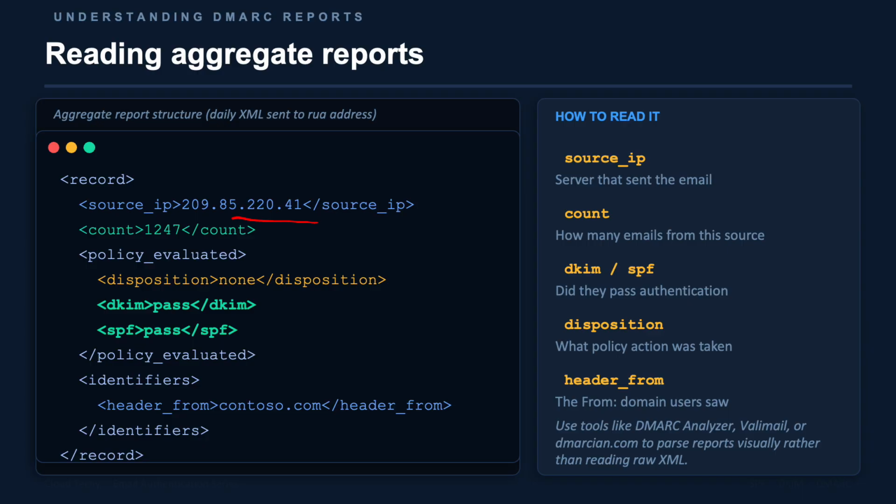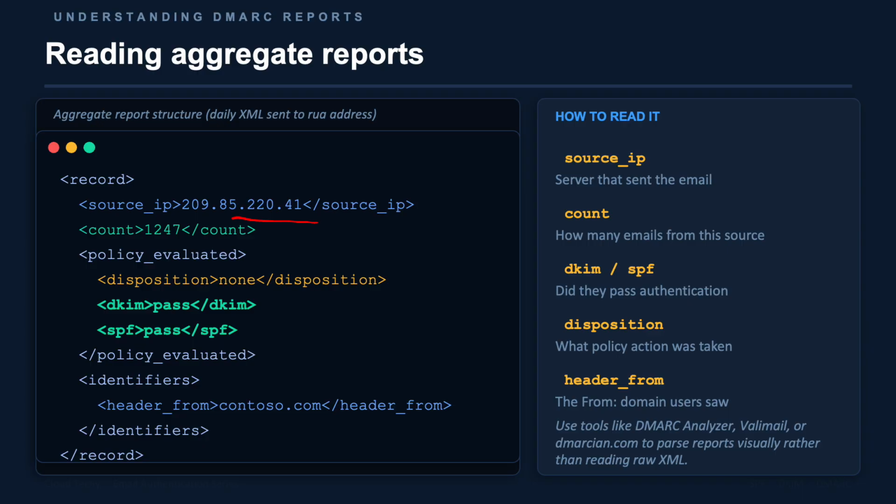Here's the detail that confuses a lot of people. While you are in p equals none, the disposition always shows none, even for the mail that failed, because you have told the world not to act yet. You're only collecting data at this stage by design. And the header from field shows the domain that appeared in the visible from line, which is what alignment is checked against.